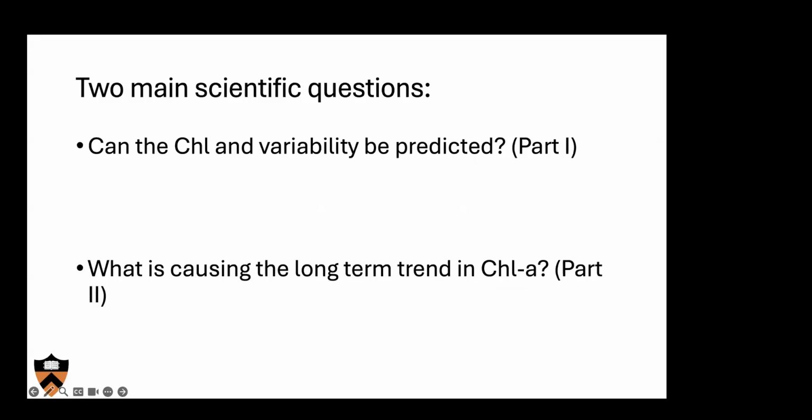Now, this brings two main questions, which are part one and part two of the presentation. One is, can we predict this variability? In the first part, we don't consider the trend; it's all detrended. The second part instead asks, can we use causality tools to explain this long-term trend in chlorophyll? So part one is about improving skill prediction in short-term time series.